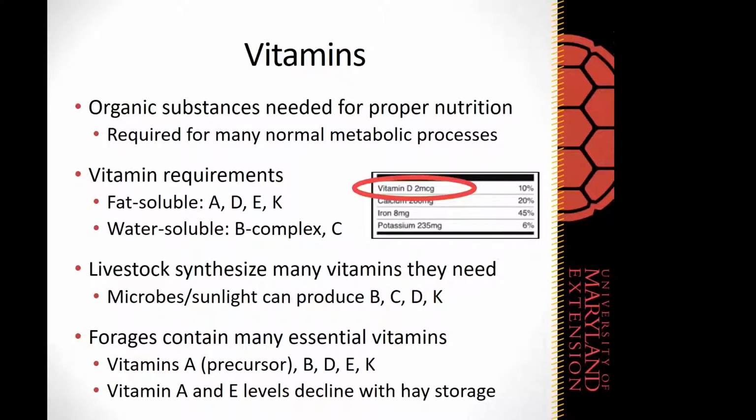One thing to keep in mind is as we're harvesting hay and storing it, or any stored feed, the vitamin A and E levels tend to decline over time with storage. So we can't really rely on stored forage as a good source of vitamin A and E like we can with fresh pasture.